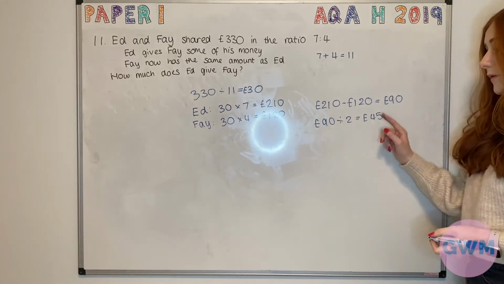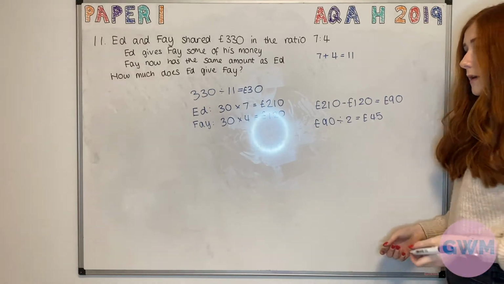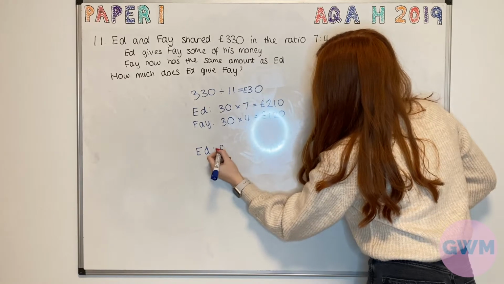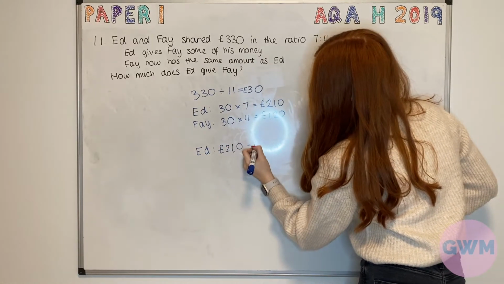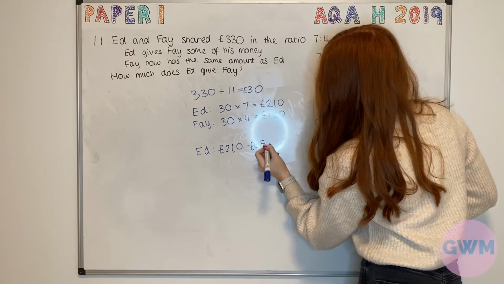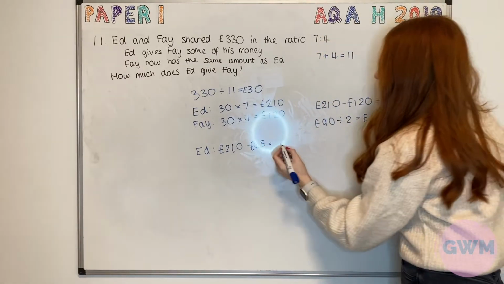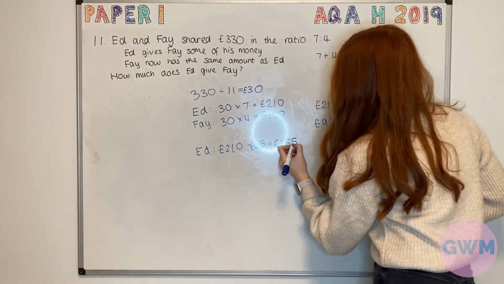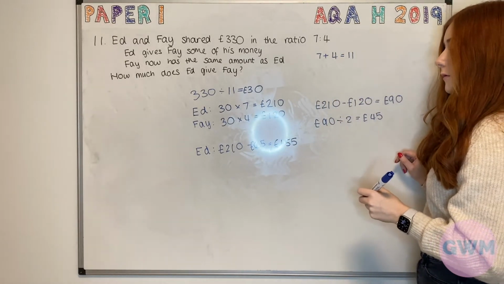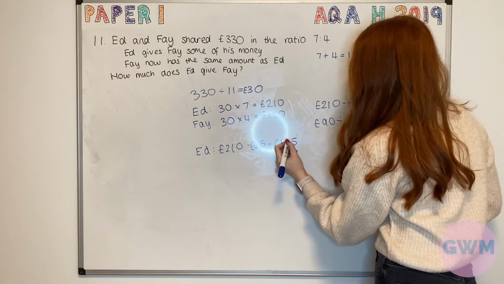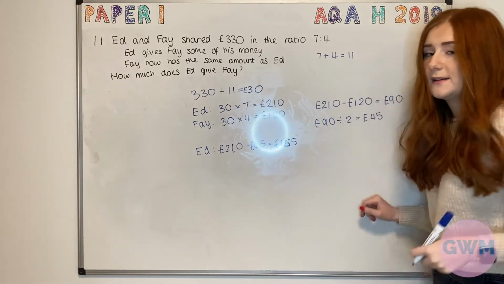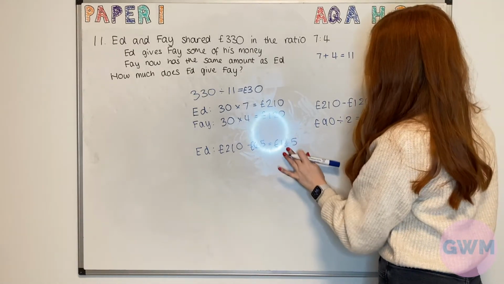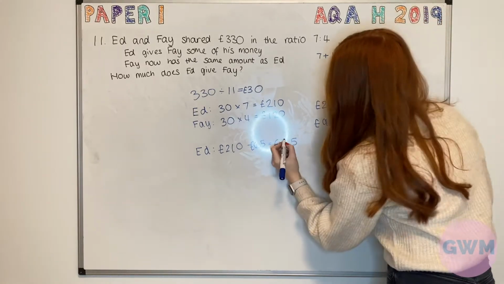Now, if Ed gives £45 to Faye, his number will go down by 45. So Ed's will become 210 minus 45 pounds, and that equals 155. Is that correct? Sorry, 165, that's what it is. Non-calculator questions can be quite tricky, so make sure you have got that right. That is, yeah, 165. Let's rewrite that to make that a bit easier for you to see.